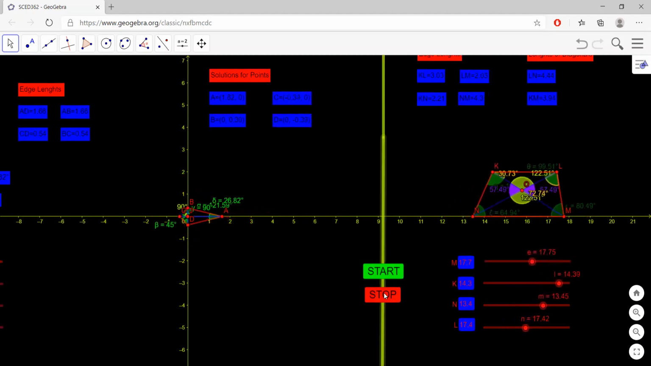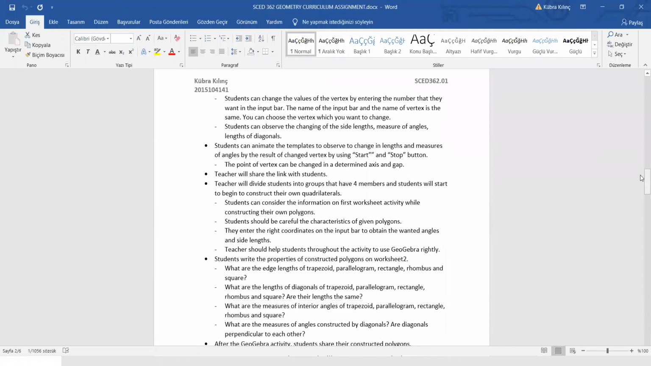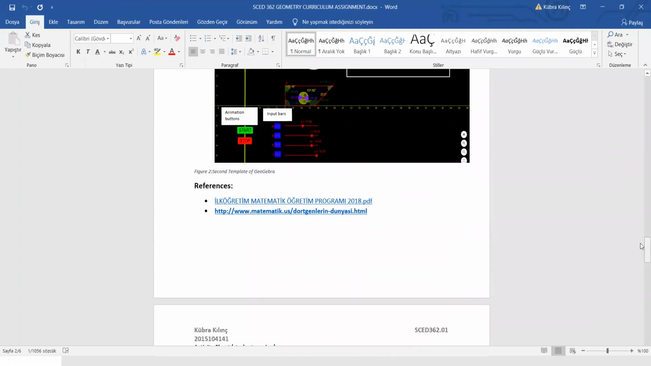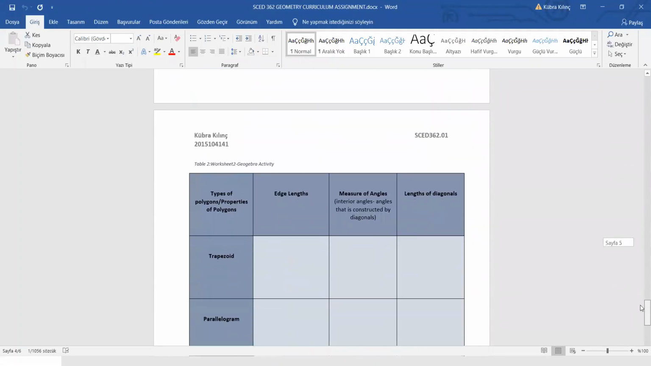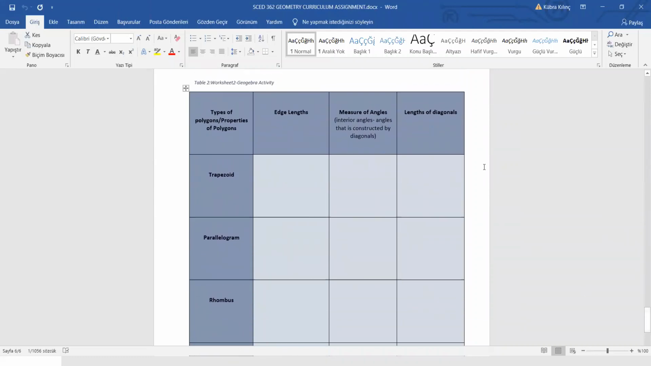They will apply the properties of polygons by constructing. The teacher will share a GeoGebra activity worksheet with students to note their polygon properties. Here it is. Students will work on it with group working, and after group work, they will share their work with the class and discuss it.